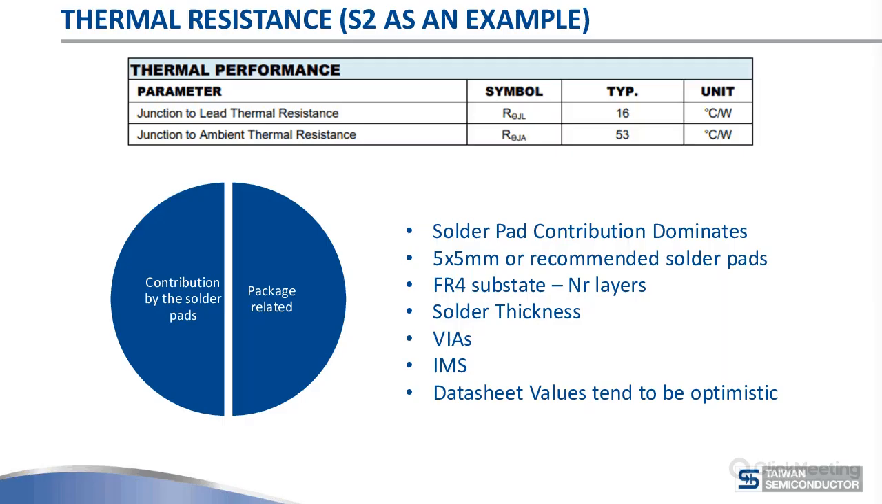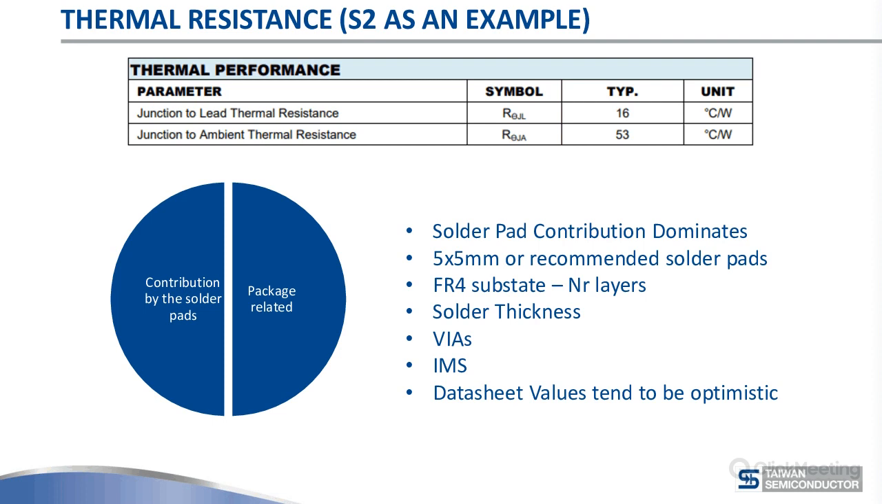Two more data points to look at in your datasheet. First of all, the thermal resistance is given, usually as junction to lead or junction to tie point, and then the next one, junction to ambient. The thermal resistance really consists of two parts. It's package related, the junction to lead part, and the second part is the contribution of the solder pad, which means it's determined by the designer.